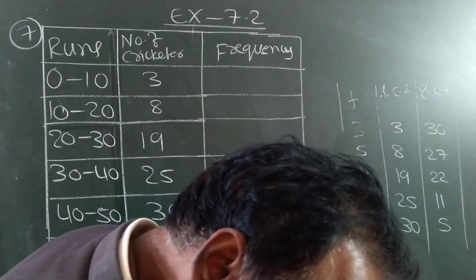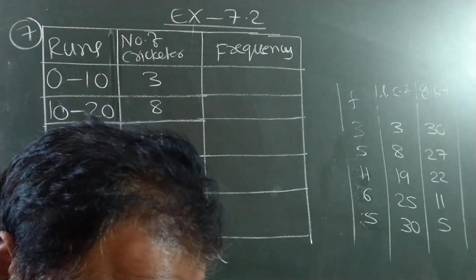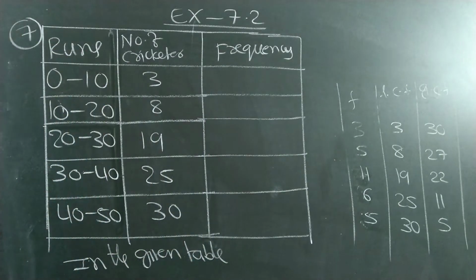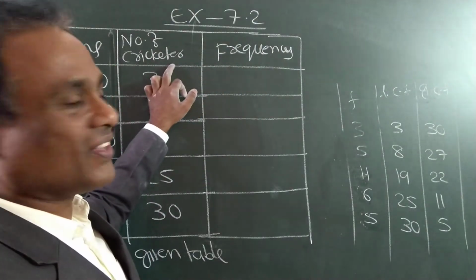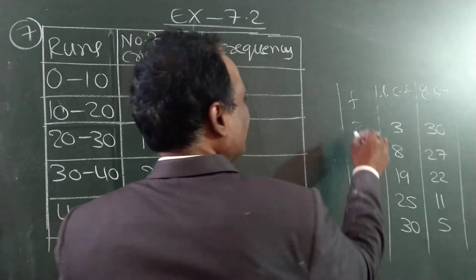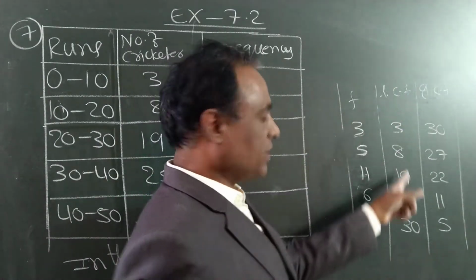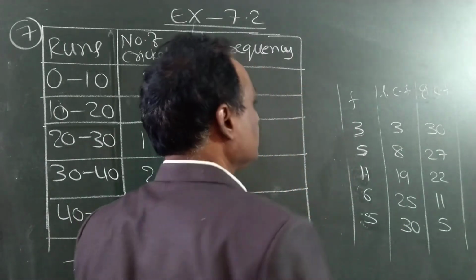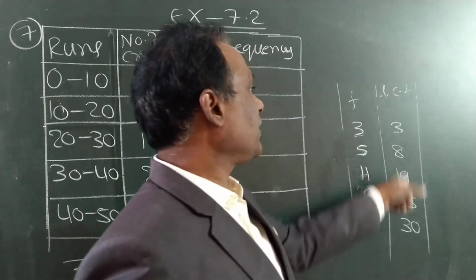Same in that only. Try to build the frequencies of the respective class intervals. Write the frequencies. Frequencies we have to write. Less than cumulative frequency is given. That means this is given, this we have to prepare. Reverse. Students, less than cumulative frequency is given.